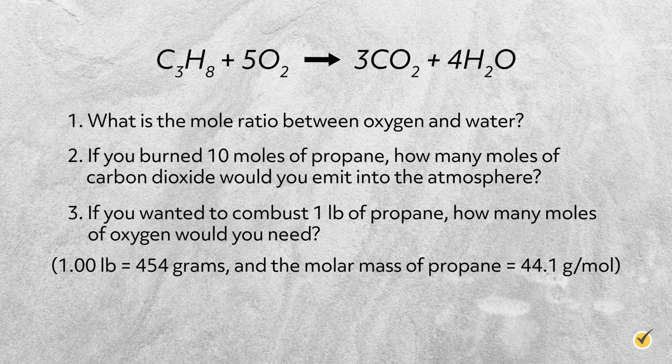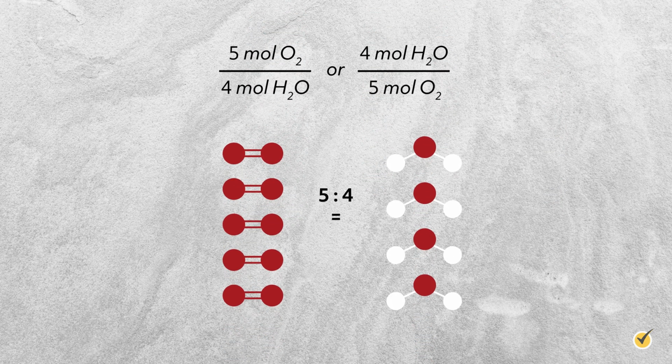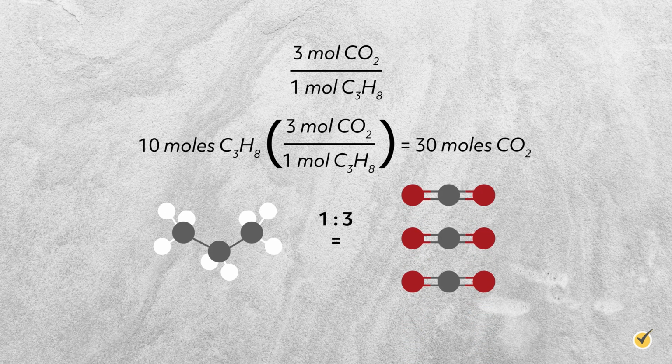Alright, here's how you should approach this. First, check to make sure that the reaction was balanced, which it was. Now let's answer the first question. To find the mole ratio between oxygen and water, simply use the stoichiometric coefficients to show that for every 5 moles of oxygen that you combust, you produce 4 moles of water. Now for the second question. To convert moles of propane to moles of carbon dioxide, you need to use their mole ratio. In this case, for every mole of propane, you produce 3 moles of carbon dioxide. Since you started with 10 moles of propane, this means you would produce 30 moles of carbon dioxide.